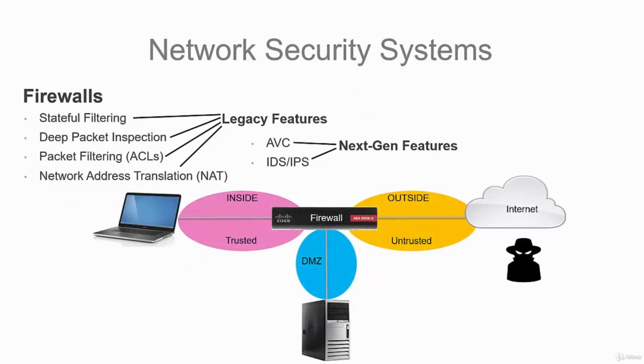Firewalls are the core of network security. They are placed on the network to create borders between trusted and untrusted networks called zones. Firewalls are responsible for blocking most of the unwanted malicious traffic trying to enter the network.